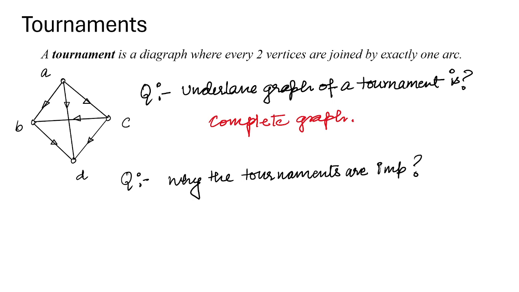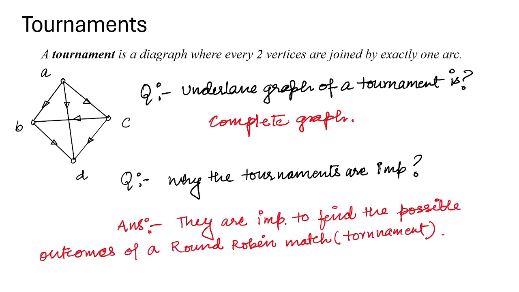Okay. Now the question again comes, why are tournaments so important? Tournaments are important because they give us the possible outcomes of a round robin match. Now you will be asking, what is a round robin match? So let us take one example, a round robin fixture.